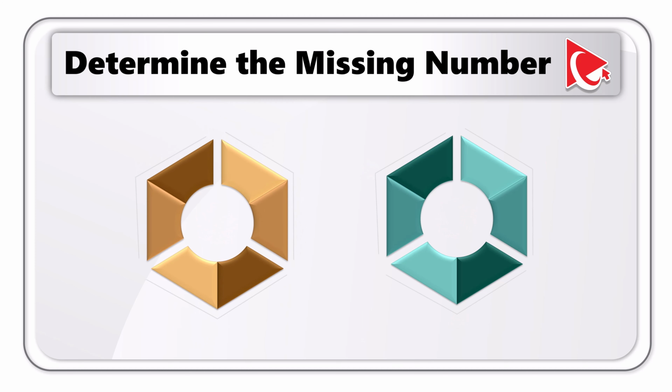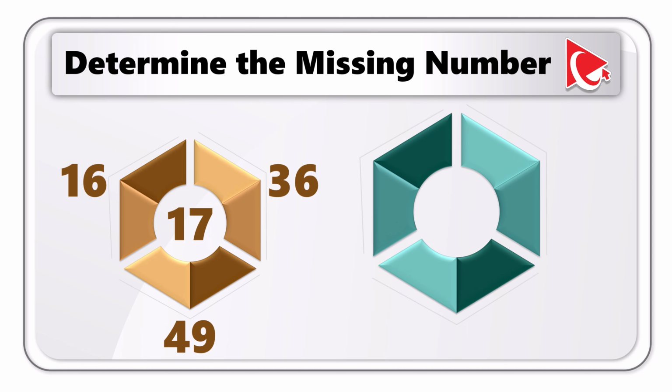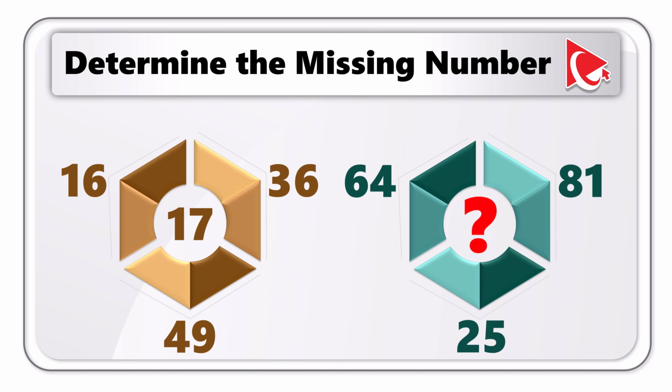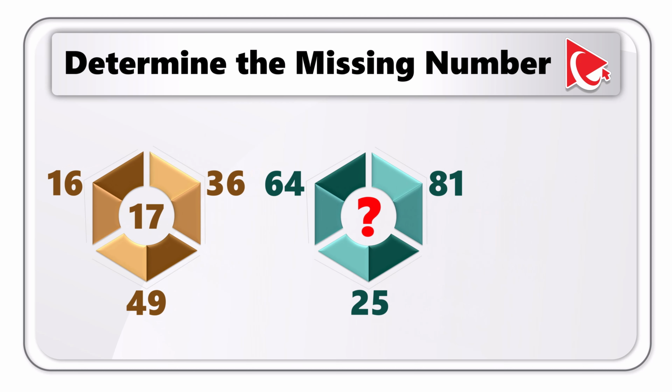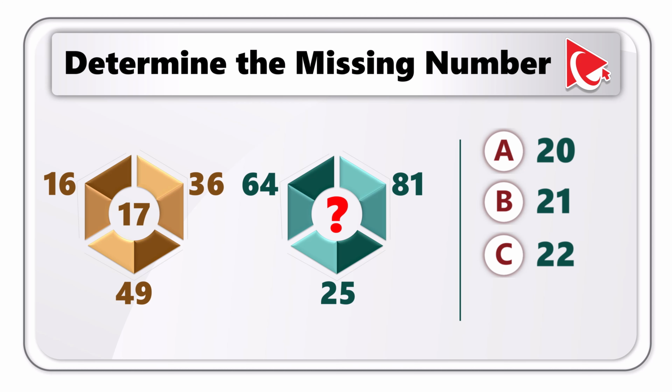On the first hexagon, the outside numbers are 16, 36, and 49, and the inside number is 17. On the second hexagon, the outside numbers are 64, 81, and 25, and the inside number is missing. You need to determine the missing number out of 4 possible choices. Choice A, 20. Choice B, 21. Choice C, 22. And last but not least, choice D, 23.